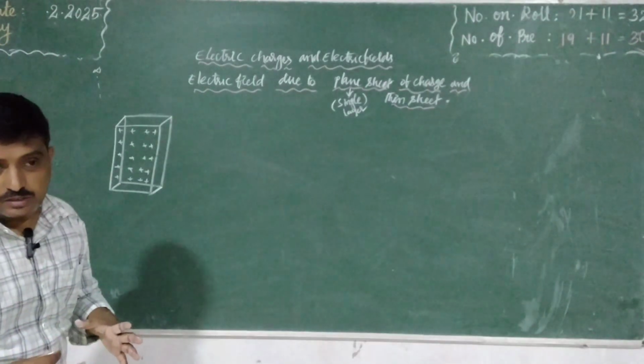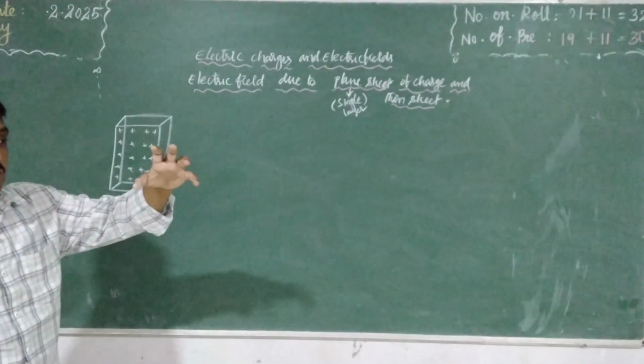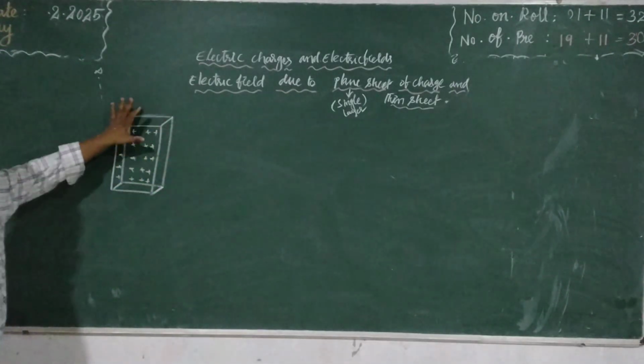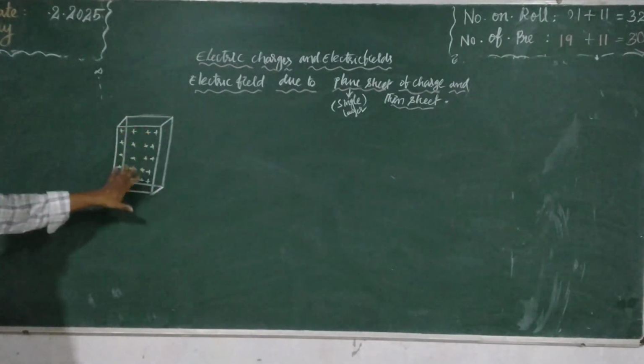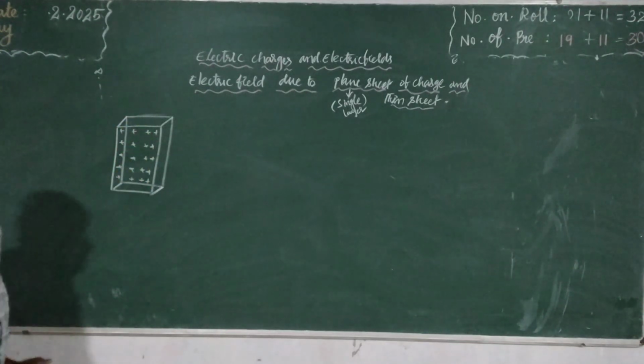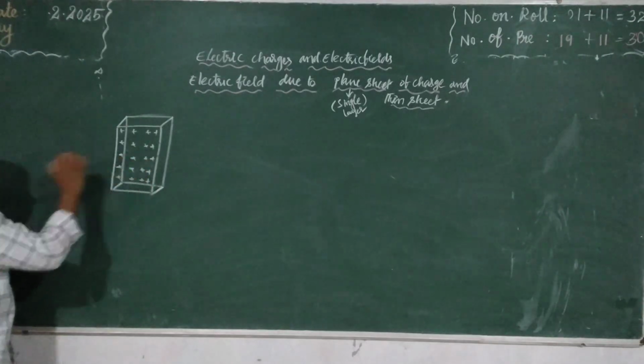Before, we also discussed conducting and non-conducting hollow and solid spheres or cylinders. For conducting, the charge resides on the surface of the sphere. For non-conducting, the charge will be distributed throughout the inside, like this. So this is the thin sheet.